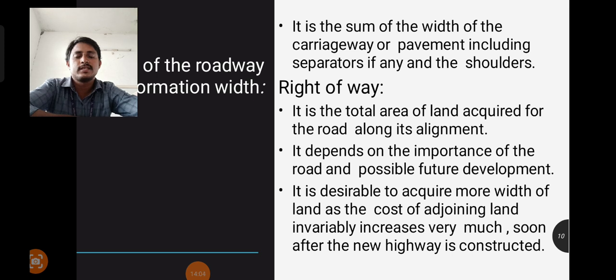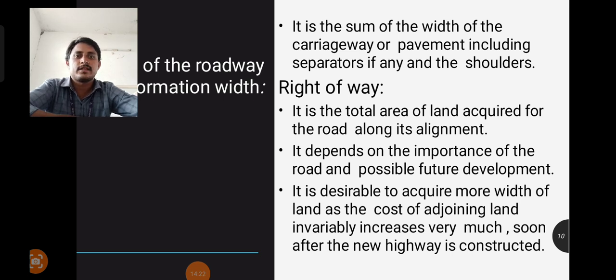The next, roadway or formation width. Formation width is nothing but the summation of carriageway plus shoulder. We discussed shoulder in the last slides, and carriageway in the previous slides. So the roadway plus shoulder, or the carriageway plus shoulder, is known as formation width.